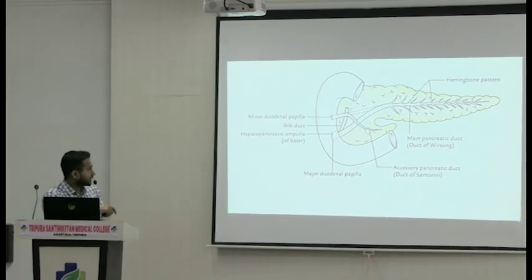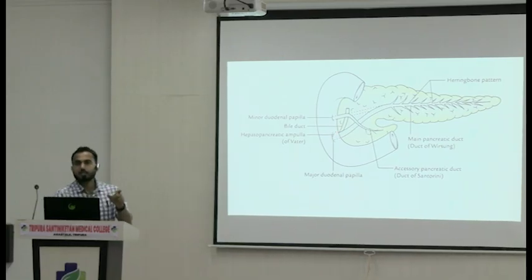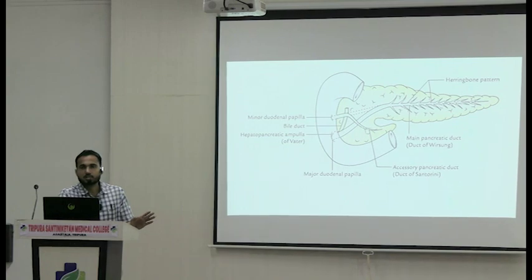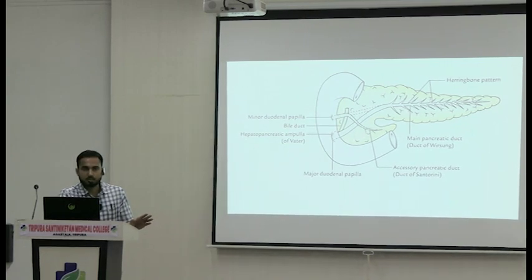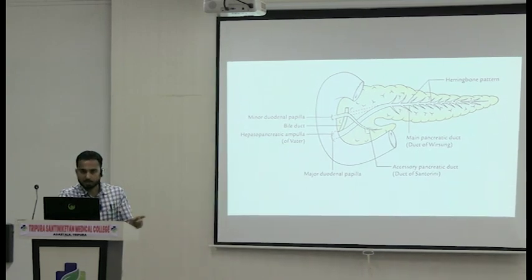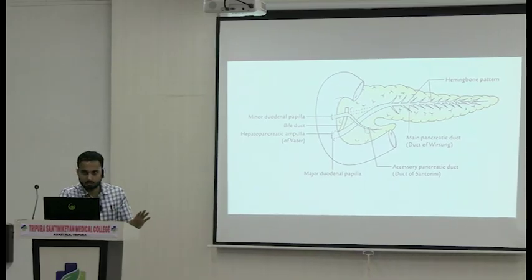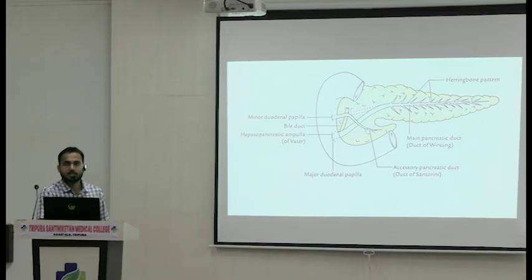Now, near the termination of the main pancreatic duct, a sphincter is present. That is called the sphincter pancreaticus. Before termination of the main pancreatic duct, this sphincter controls the flow of pancreatic juice through that duct, and that is called the sphincter pancreaticus.